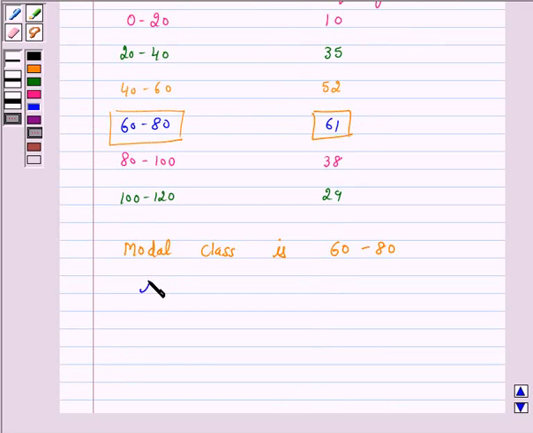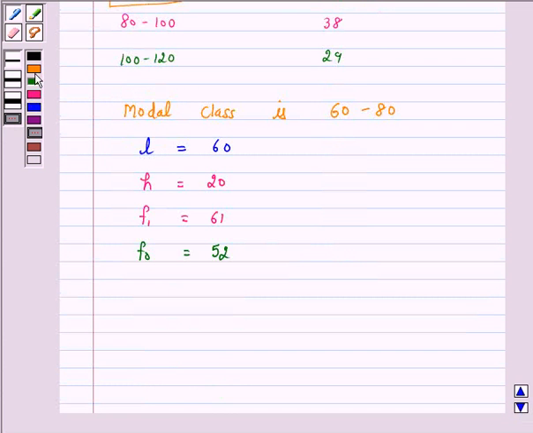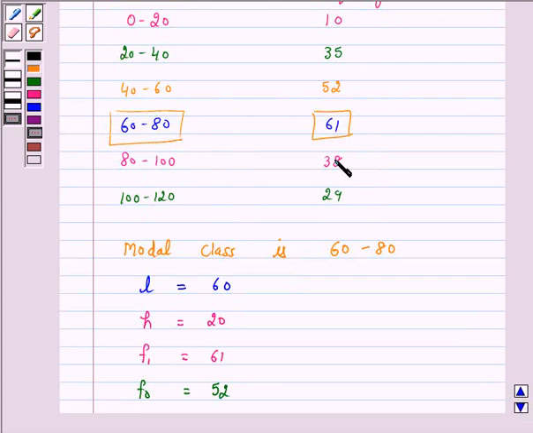Now, L is equal to, which is the lower limit of the modal class, is 60. H is equal to 20. F1 is equal to 61 and F0 is equal to, now F0 is a frequency of the class preceding the modal class, so this is 52 and F2, which is a frequency of the class succeeding the modal class, and this is 38.